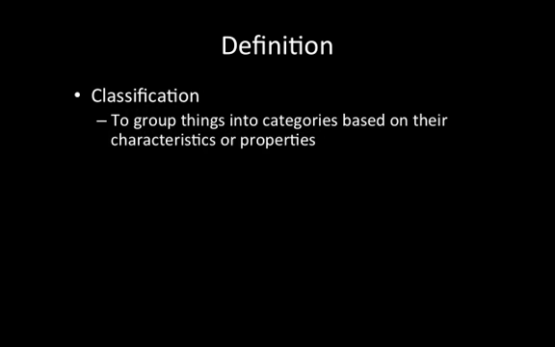Let's talk about the actual definition of what we're dealing with here. We're going to break the term down into two parts. The first part being classification. A very quick definition of classification is to group things into categories based on their characteristics or properties. And this is something science does in lots of disciplines, and this is something people do on a day-to-day basis, sometimes for good and sometimes for bad. But again, it's just the act of grouping things into different categories.